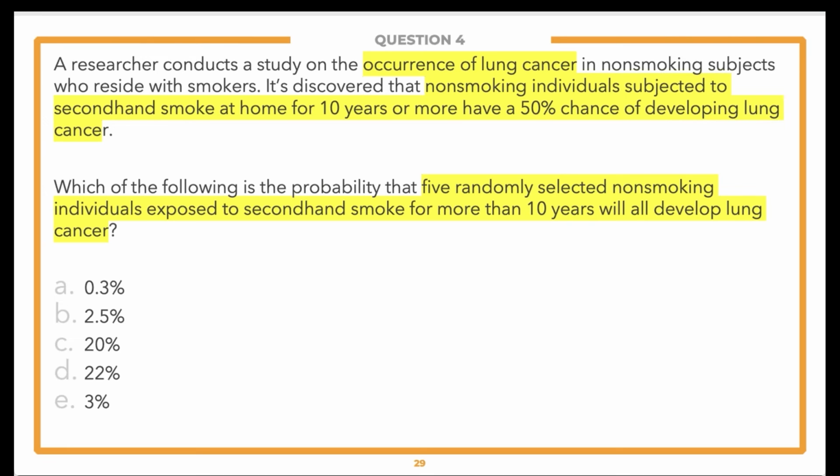5 random people, and what are the chances that they all get lung cancer if each of them has a 50% chance of getting it? That's, as I said, another way to look at it. But same concept. You've got to do some math here. Take your time, think about this, and let's give you a little time to focus on this one. Let's try to pop the question up here.